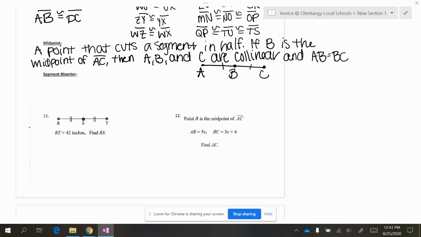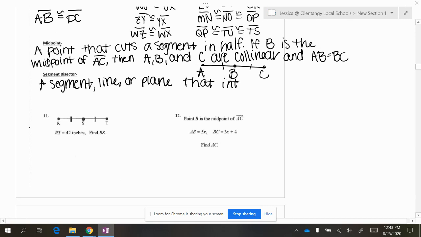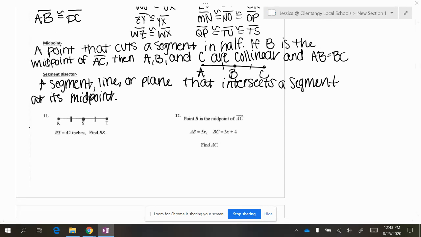Okay, so segment bisector is a segment, line, or plane that intersects a segment at its midpoint. So it's the same thing as a midpoint, except instead of talking about a point, we're talking about a line, segment, or plane that would cut something in half.